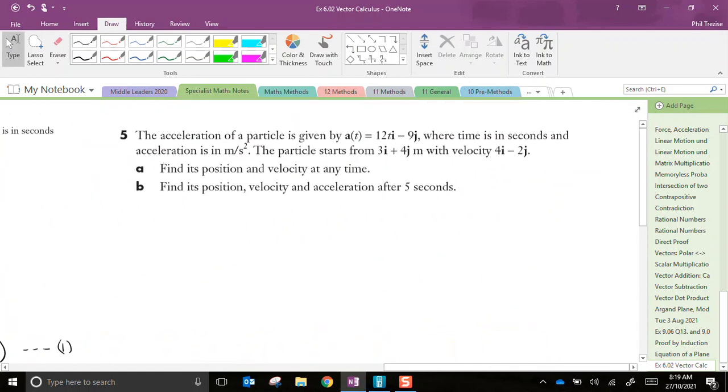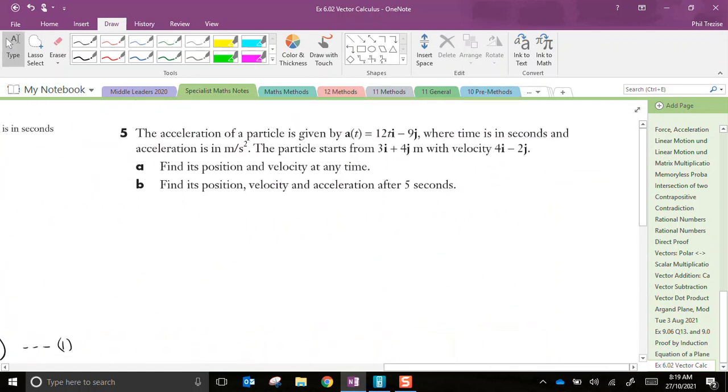There is a third question. Here we go. We've been given an acceleration this time, and the particle starts from this location, so that's a position, with a velocity, that's initial position and initial velocity. I'll just write down here, this is r naught, and this is v naught. Find the position and velocity at any time. Okay, so here we go.